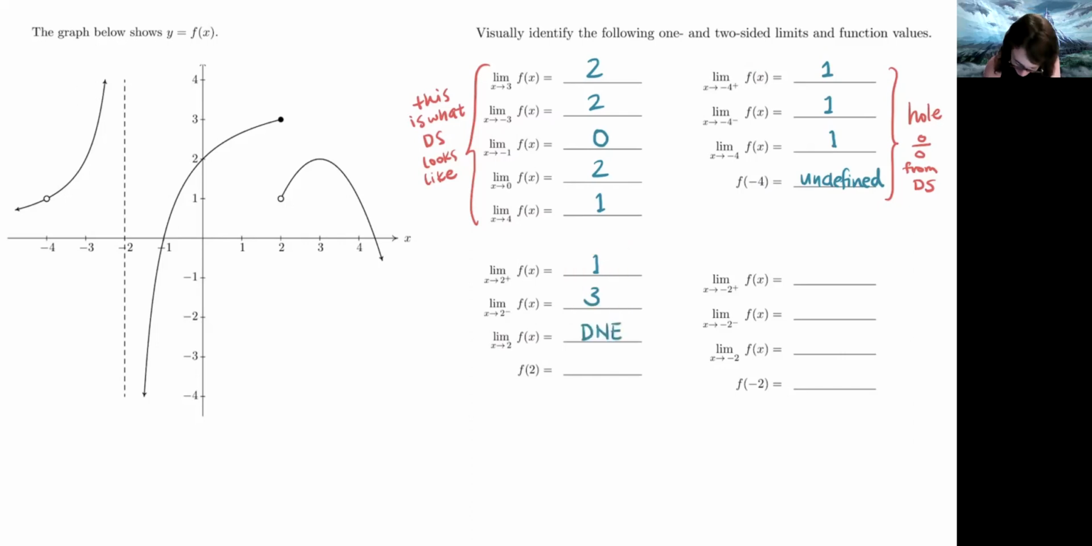Okay. All right, so this is because those aren't equal, right? So the two-sided limit is D and E.